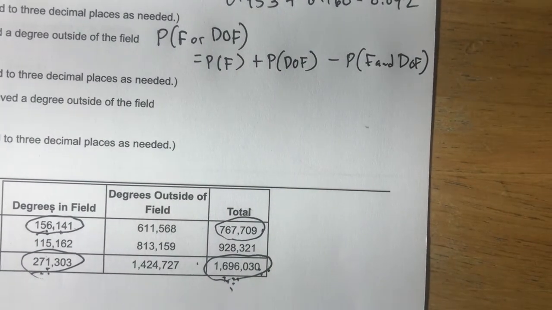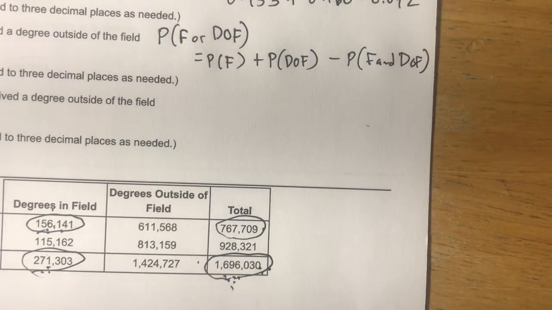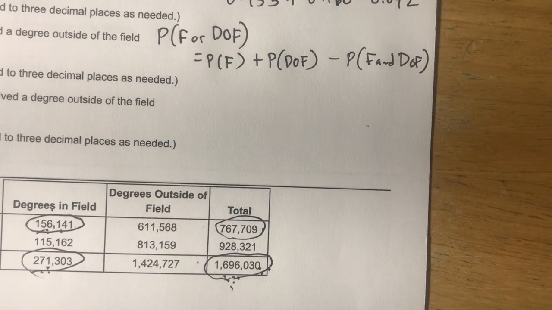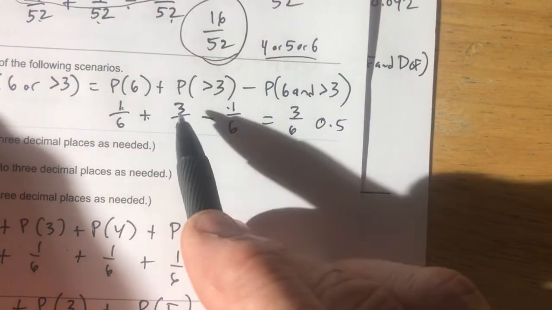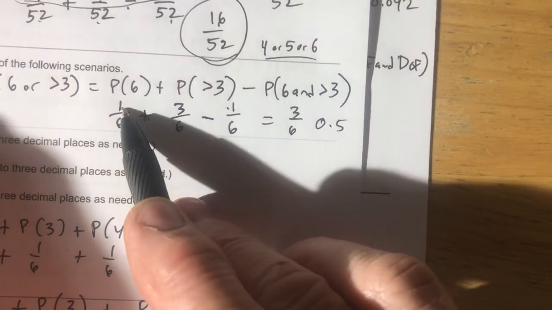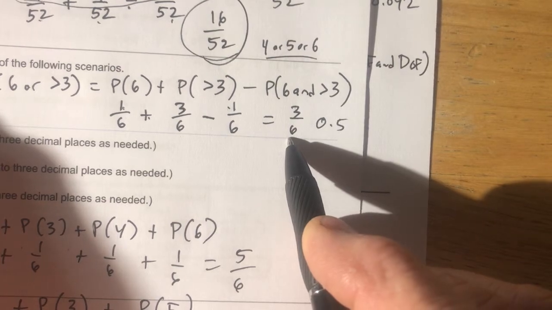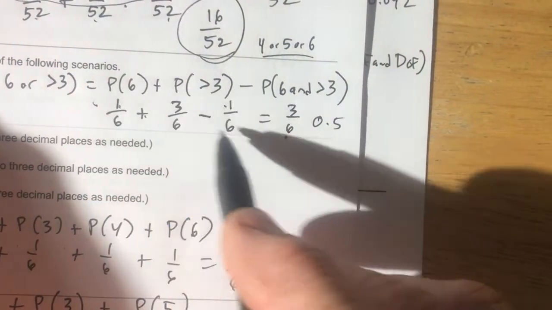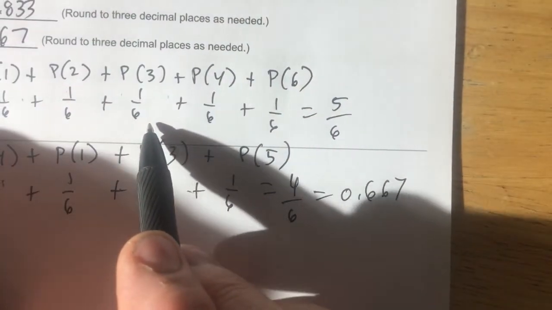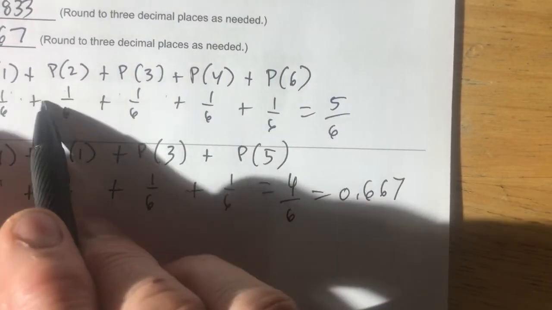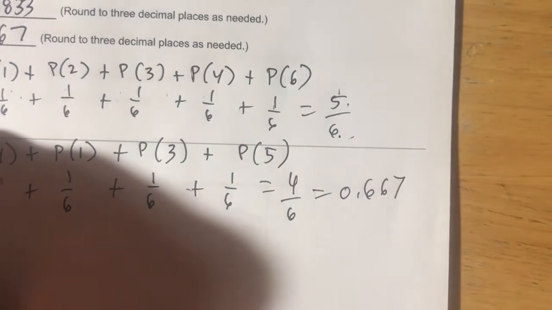Okay? Now, let me go back. We'll go back to this. See, when I did these, 1 over 6 plus 3 over 6 minus 1 over 6, I can just do the tops. 1 plus 3 is 4, minus 1 would be 3. 3 over 6. It's a whole lot easier just to add their tops and then divide afterwards. So right down here, 1 over 6 plus 1 over 6 plus 1 over 6 plus 1 over 6 plus 1 over 6. Well, 1 plus 1 plus 1 plus 1 plus 1 is 5. 5 over 6. And then I can divide it.